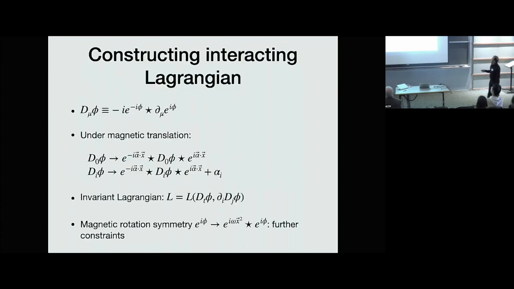Okay, so now we can construct the interacting Lagrangian based on the idea of non-commutative field theory, with the constraint that the Lagrangian has to be invariant under magnetic translation.